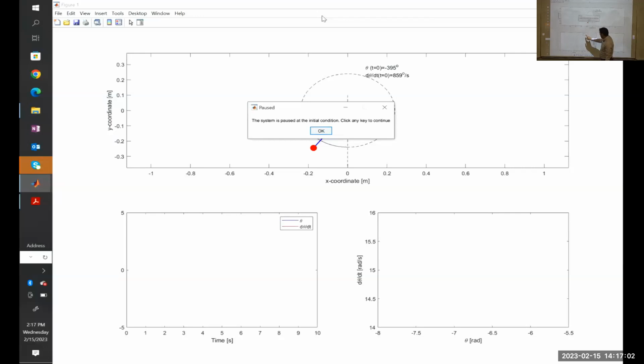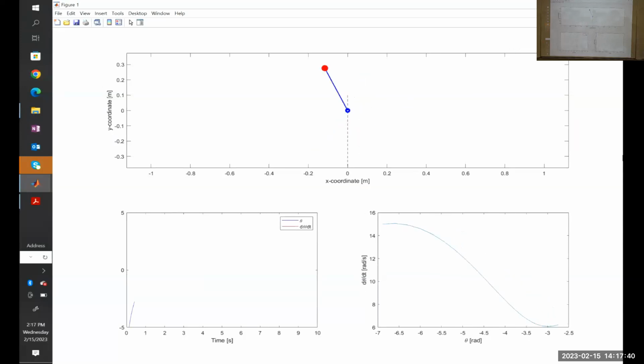Here we're going to have theta and the derivative of theta in time, so how that will behave. And here we have the phase plane, with theta and the derivative of theta. If we're going to be in a stable focus, then we should observe the spiral here converging to the equilibrium. So I have put this pause here so we understand what the initial point is, and now we can let it run. There, and here we go.